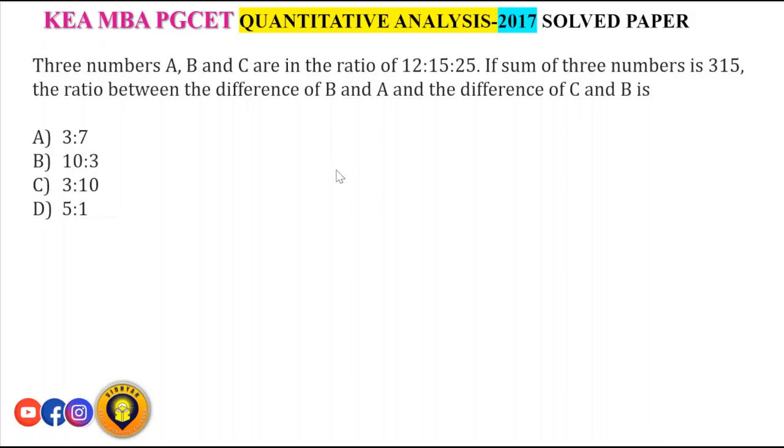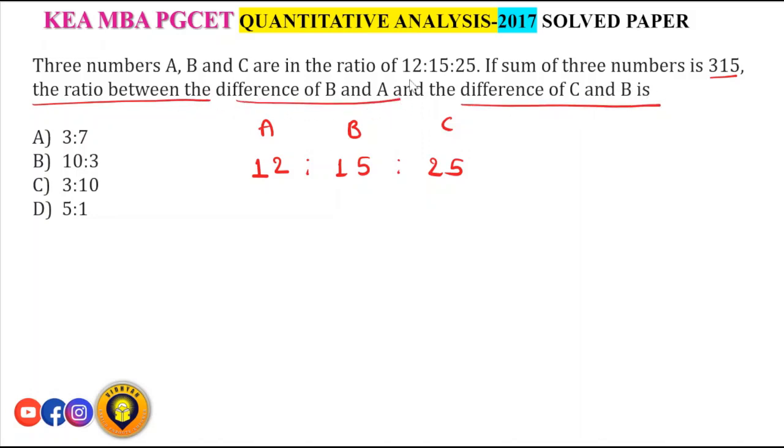Three numbers A, B and C are in the ratio 12:15:25. If the sum of three numbers is 315, the ratio between the difference of B and A and the difference of C and B is. See, it's a simple question actually. Ratio between A, B, C is given, 12:15:25. That is A, B, C. Sum of three numbers is 315. But what is asked? The ratio between the difference of B and A and the difference of C and B. A, B, C, it is already merged, right? The ratio is already merged.